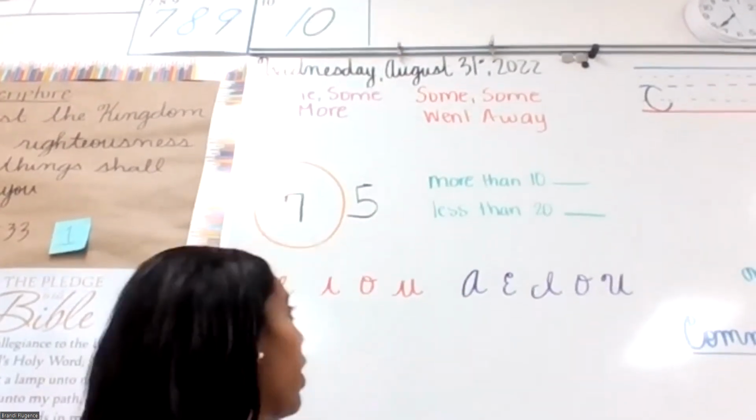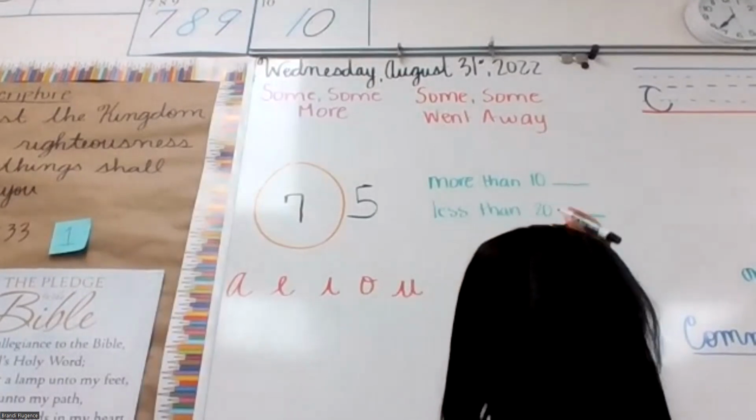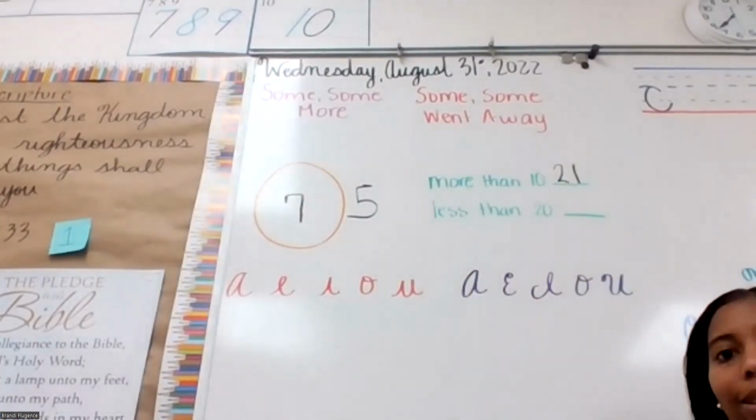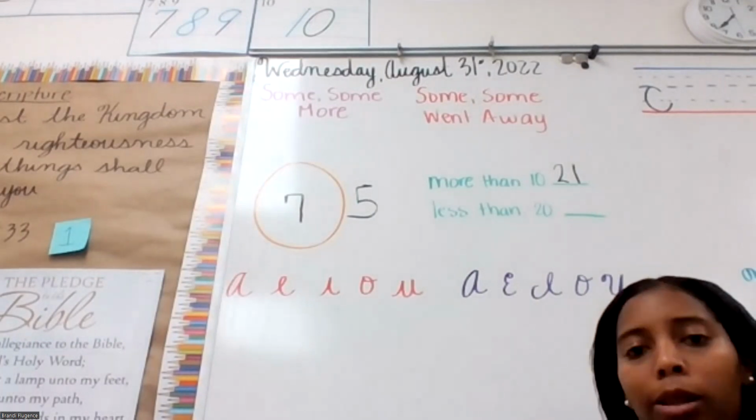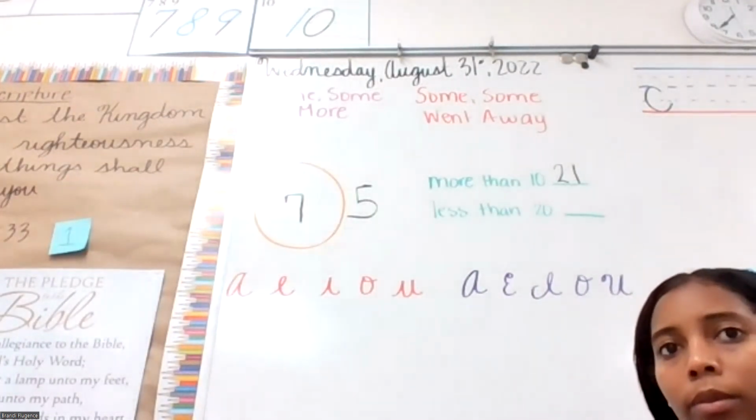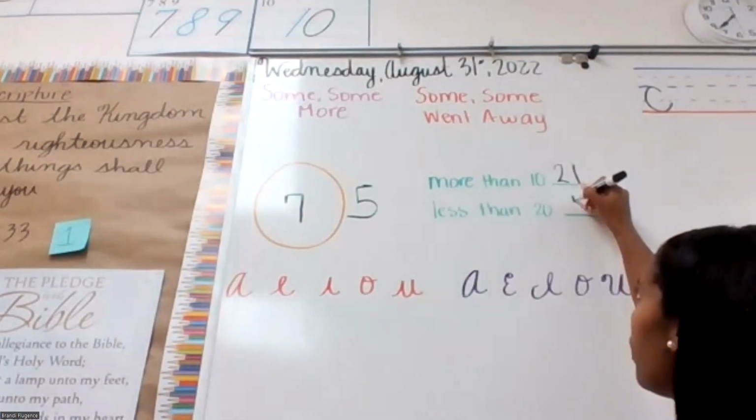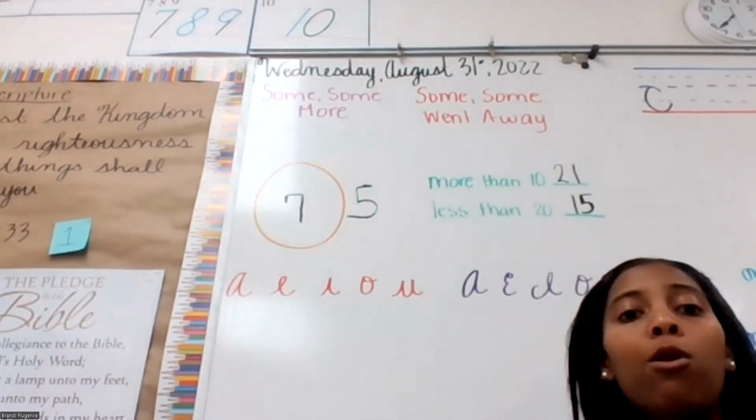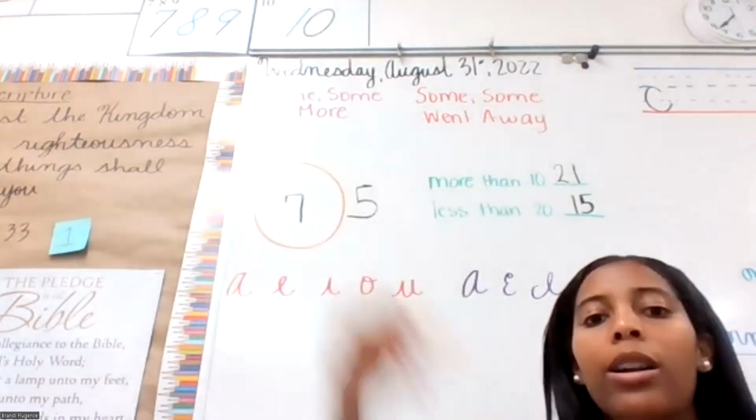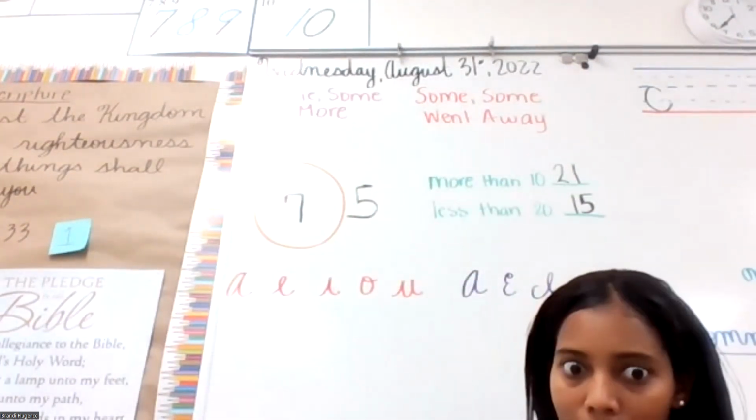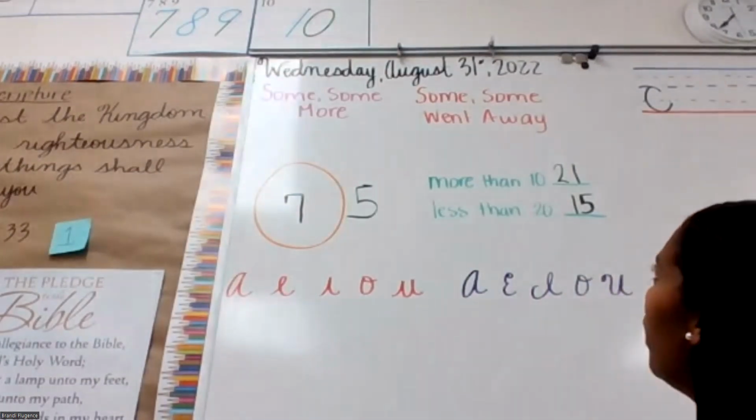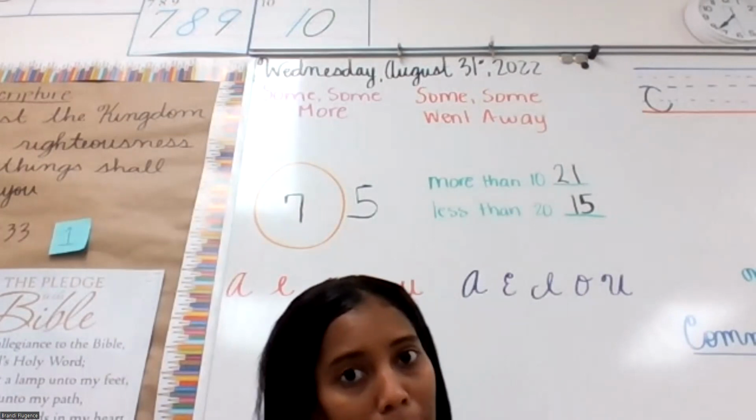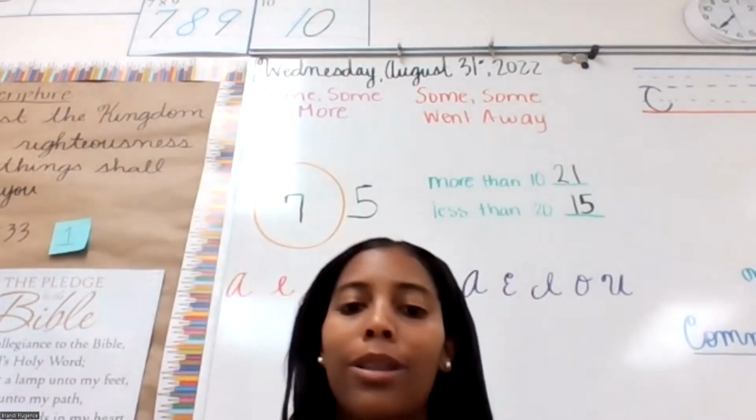21. Okay, 21. Good. What is a number that is less than 20? Less than 20. Gyro? 15. Good. And I know there's others, guys, but that's just some examples, okay? Remember, more means it's bigger, it's larger. Less means it's smaller, it's less.